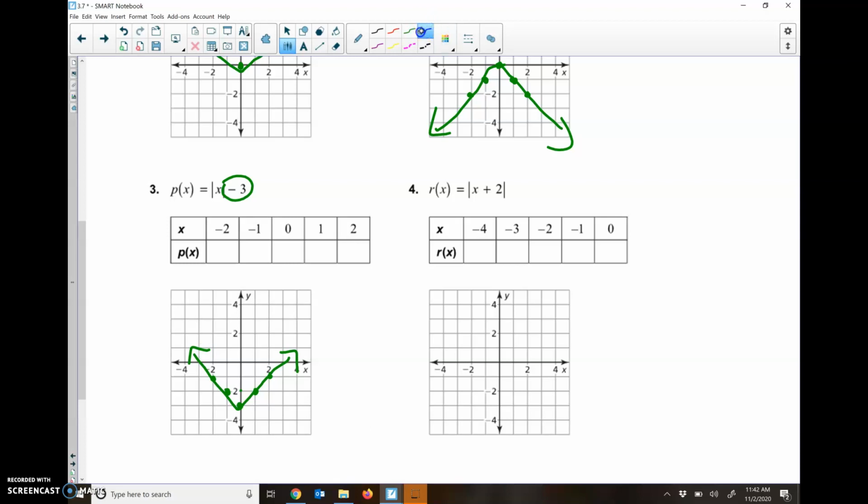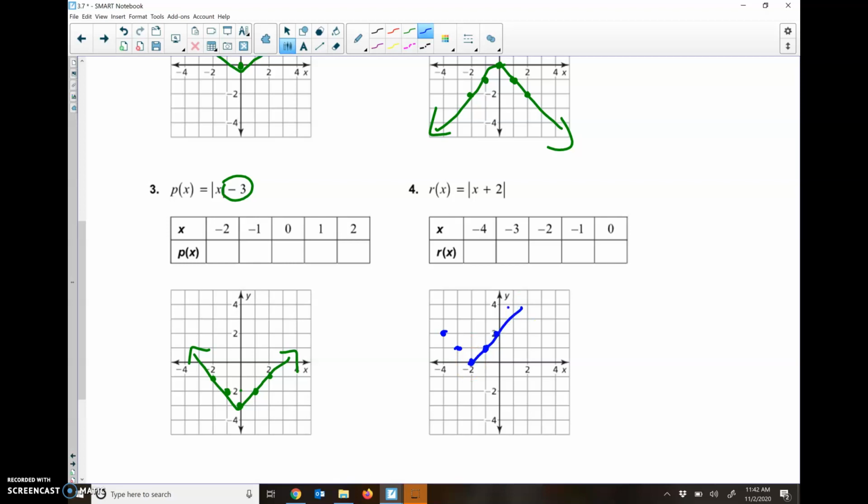All right. And then on this last one here, it's x plus 2. So now it's inside the absolute value bar, so now I know it's a horizontal translation. And remember, plus 2 ends up moving my graph to the left 2 spots. And again, no slope, no anything. So it's just going to be up 1 over 1, up 1 over 1.